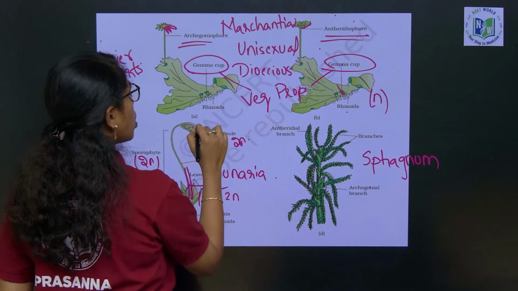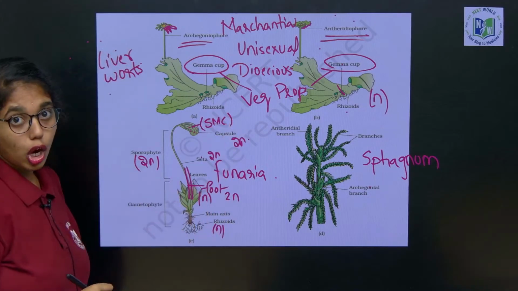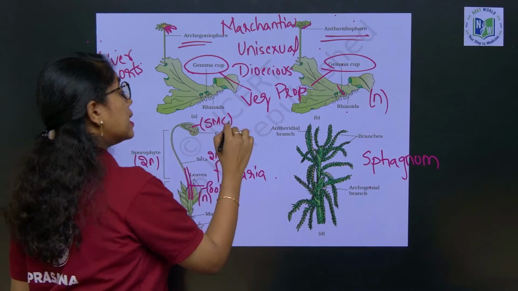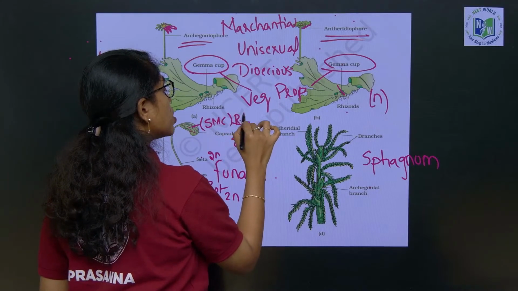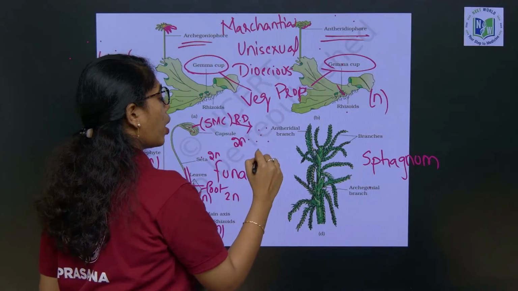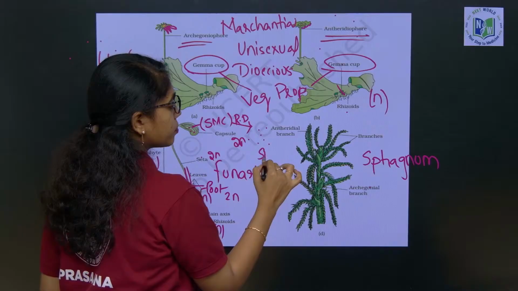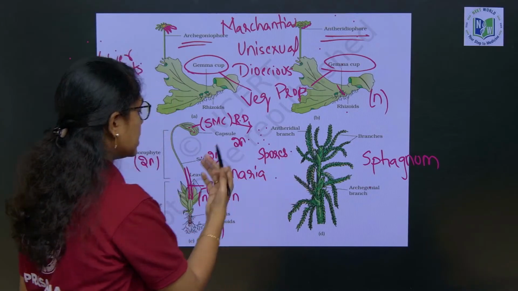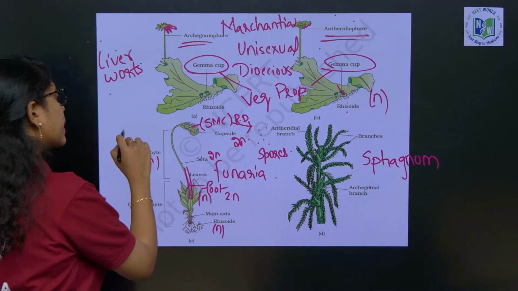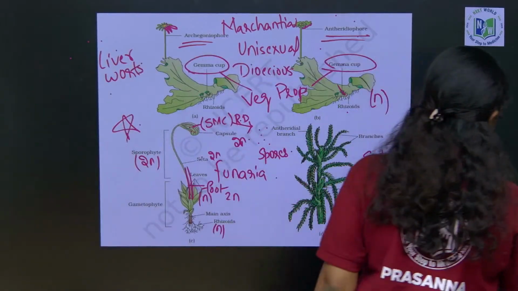Capsule consists of spore mother cells. This will undergo reductional division, which is also called meiosis, and they will release haploid spores. Okay, this is the diagram of Funaria. Many a time it is asked, ma, focus on this diagram 2 to 3 times.